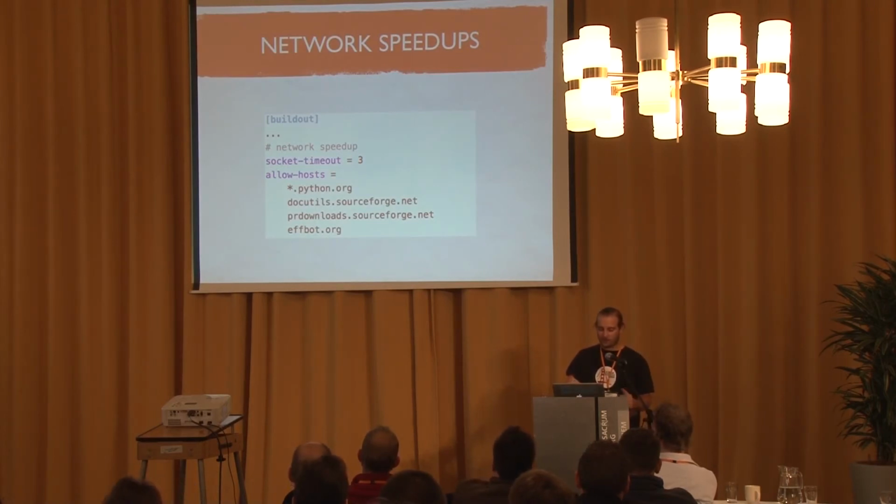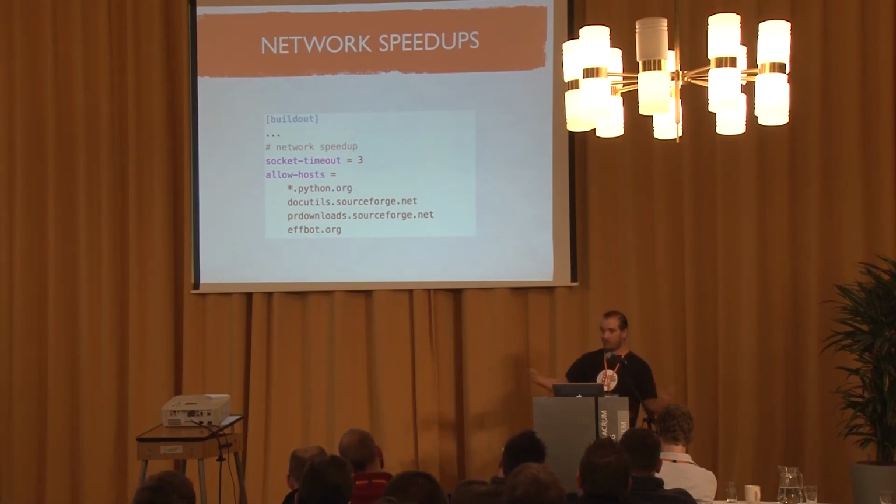The second thing you can do is configure your build out in a way that it's faster. The main thing here is the socket timeout, which by default in build out is 30 seconds. So you're reaching all these URLs where you're pulling your eggs. If an egg is not found, your build out waits for half a minute, and if you have a number of eggs, that just translates into a lot of wait time. So configuring the socket timeout to 3 seconds increases your build out speed a lot.